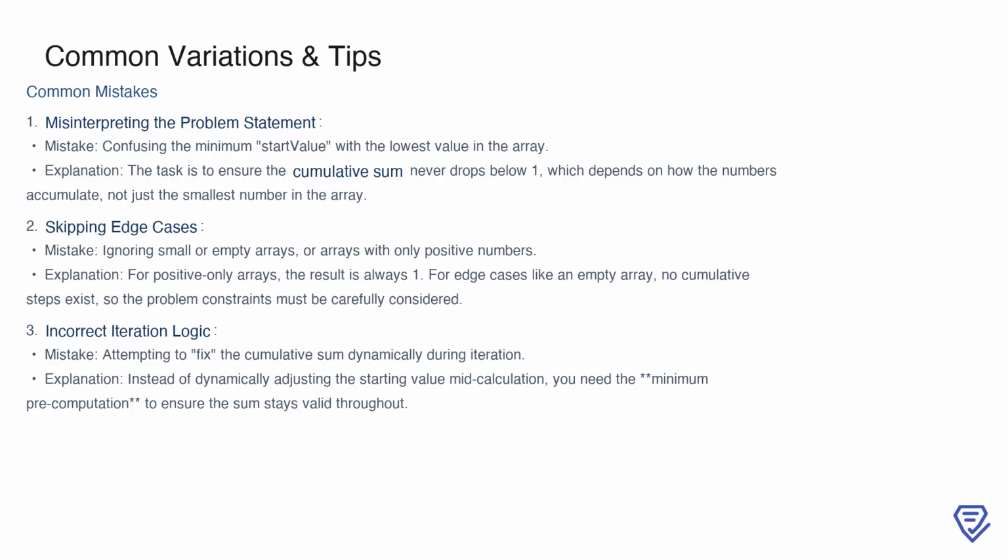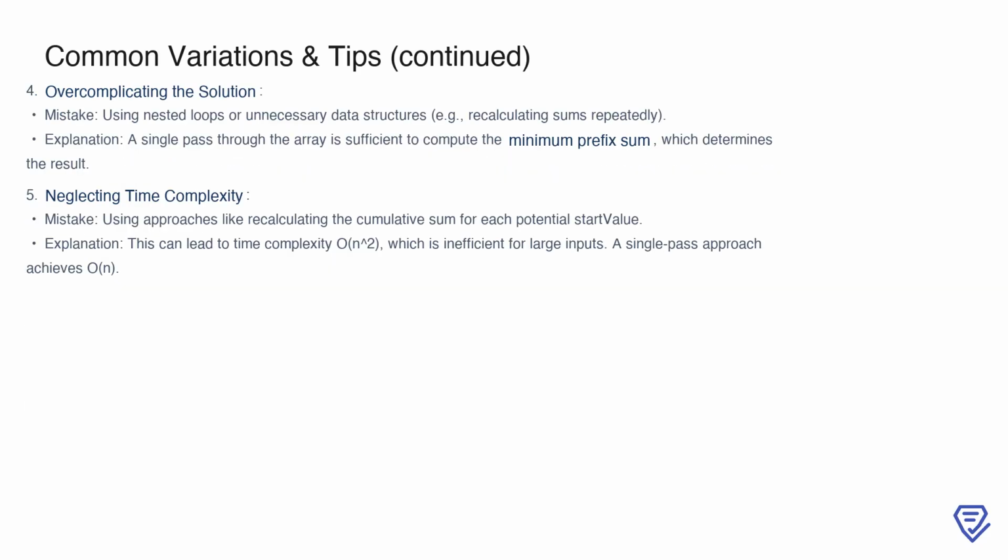Finally, an incorrect iteration logic can also lead to issues. Dynamically adjusting the starting value during the iteration might seem intuitive but is incorrect. Instead, the goal is to pre-compute the minimum start value upfront to ensure the cumulative sum remains valid throughout the process. Another pitfall is overcomplicating the solution. Some might use nested loops or unnecessary data structures, such as recalculating sums repeatedly, but this is inefficient. The problem only requires a single pass through the array to compute the minimum prefix sum, which determines the result.